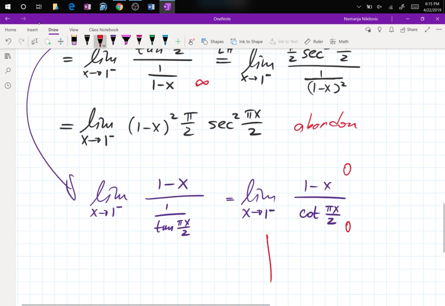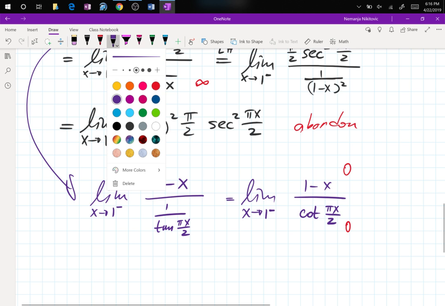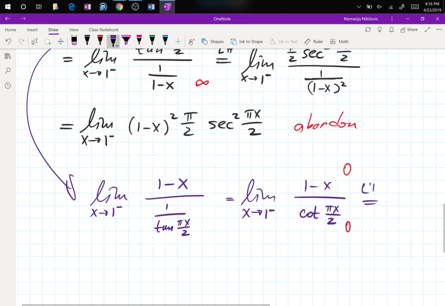So the cotangent graph, for those of you that do not remember, looks like this between 0 and pi. It crosses the x-axis at pi over 2, so cotangent of pi over 2 gives you 0 as the answer. All right, so now we have a 0 over 0 situation, and this is the time when we unleash L'Hopital to take independent derivatives. So limit as x goes to 1 minus.